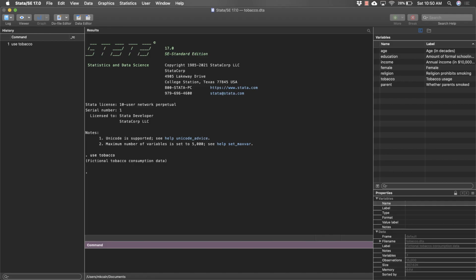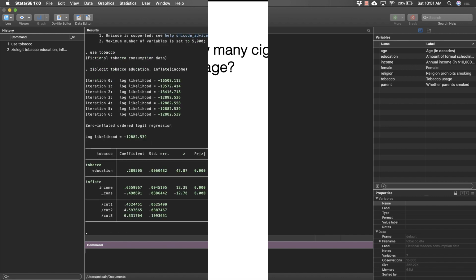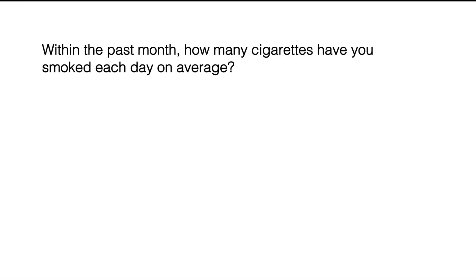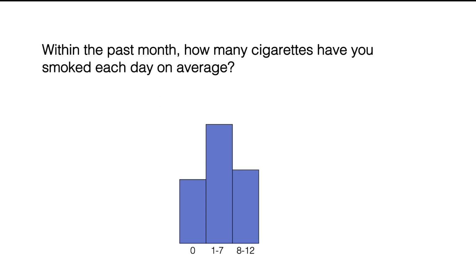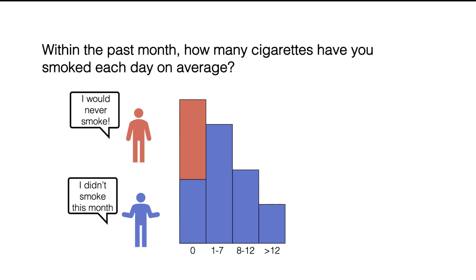Today I would like to introduce you to Stata's new ziologit command for fitting zero-inflated ordered logit models. In ordered logit models, we have an ordered categorical outcome. In zero-inflated ordered logit models, there is an excess number of responses in the lowest category, and we think that some of these responses may represent a different group of people altogether.